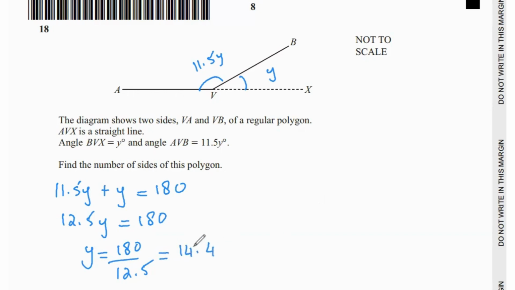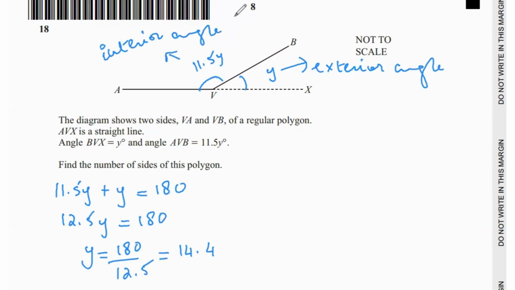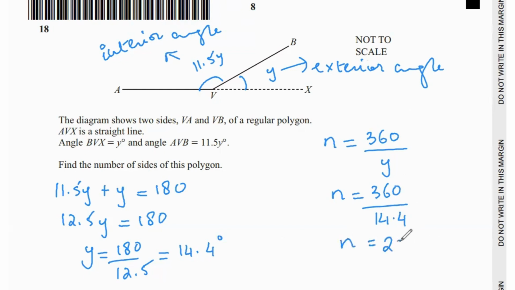Now this is just Y. We need to find the number of sides. Since Y is our exterior angle and 11.5 Y is our interior angle, we can use either of the formulas. I'm going to go with the exterior angle because that's simpler. N equals 360 divided by the exterior angle, which is Y in our case. So N equals 360 divided by 14.4, and that is going to give us the value of 25.